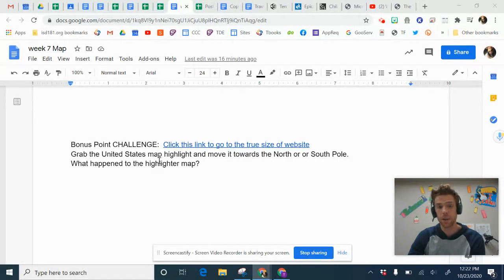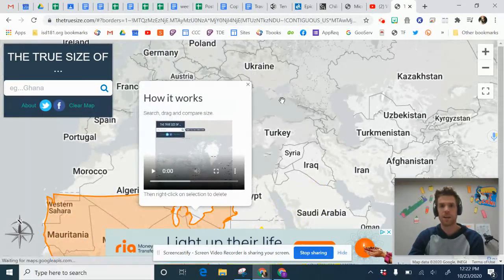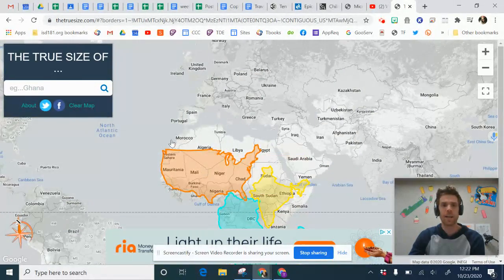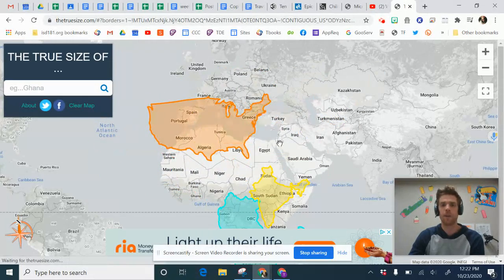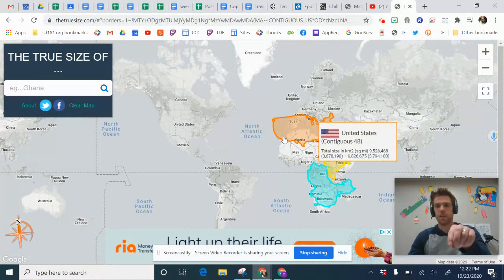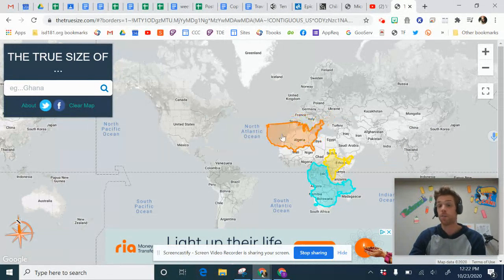What it says is grab the United States map that's highlighted and move it towards the North and South Pole. What happened to the highlighted map? So if you click on this link, it will pull up this site. What you need to do is just click away. Just click the X there, and then grab the United States and move it around. If you want, you can use your fingers to make it bigger and smaller by pinching on your touchpad, or if you have a mouse, you can use the roll.